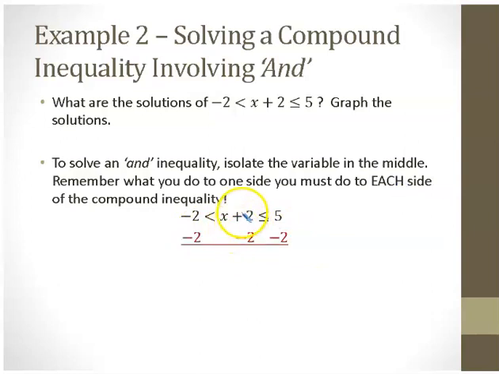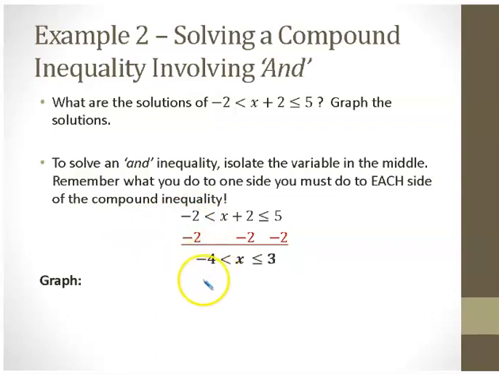So if I subtract 2, right, I'm trying to eliminate this value right here, because I want to get my variable all alone. So I'm going to have to subtract 2, okay? And if I subtract 2 here, I've got to subtract 2 from the other side of this inequality and from the other side of this inequality. So let's do our math and see what we end up with.